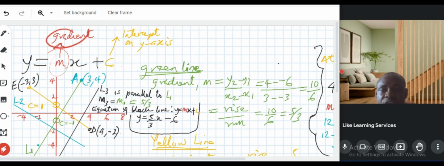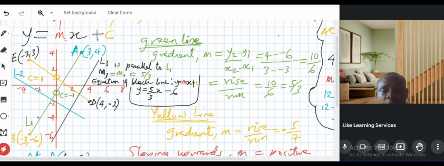M stands for gradient or slope or tangent. Sometimes it's called tangent too. C stands for intercept. The intercept is the y-intercept, where the graph cuts the y-axis.